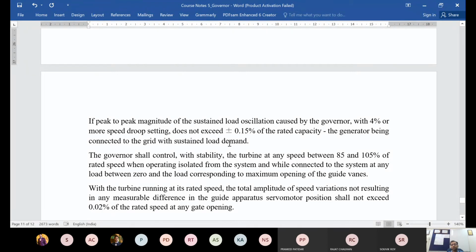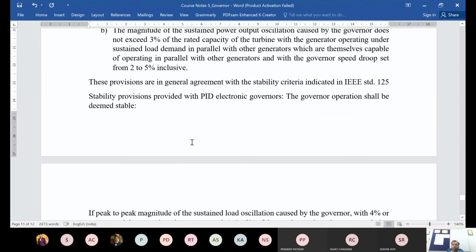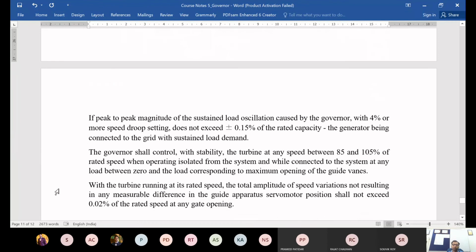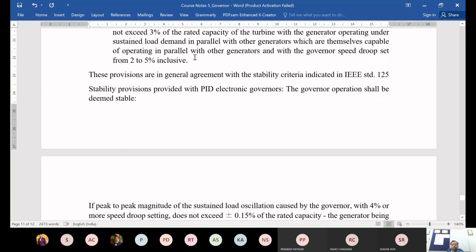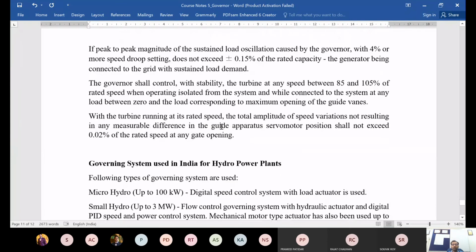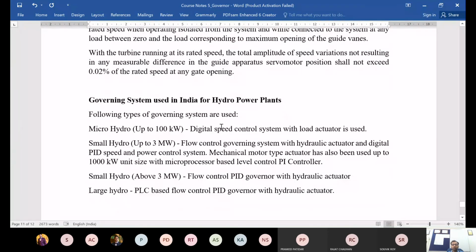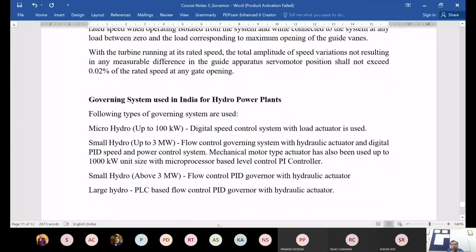And in case there is a load shift, a load change, then also it should be within the plus minus 0.15% range. So that way, the electronic governor has much more stringent norms and much better functionality and capability. That's why you can understand this is what is recommended these days. And now coming to the last point in this governor discussion, it is just one particular compilation of what type of governors we used in India for different hydropower plants.